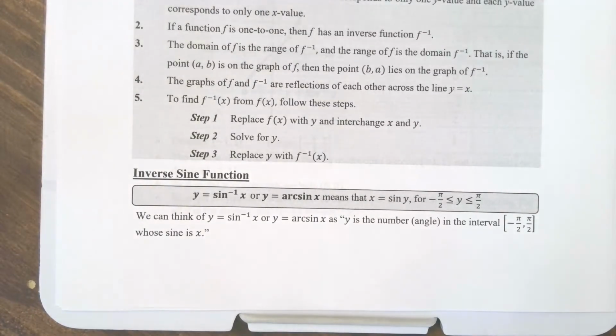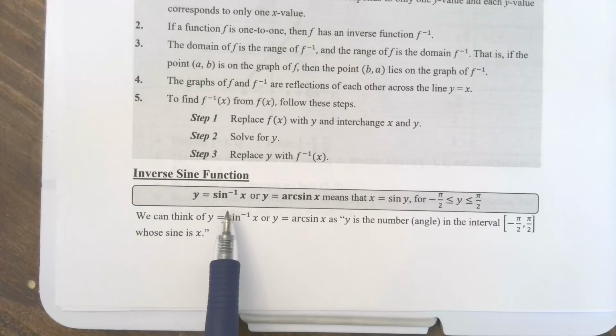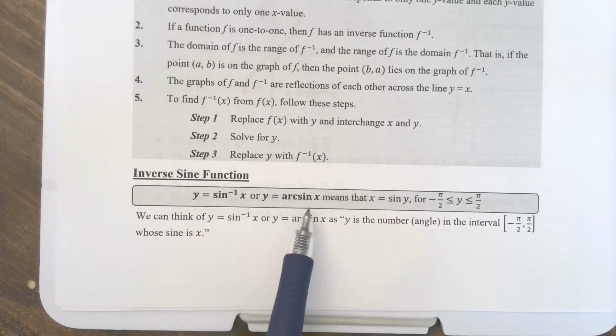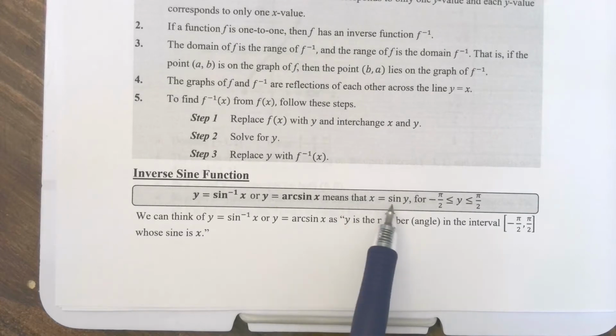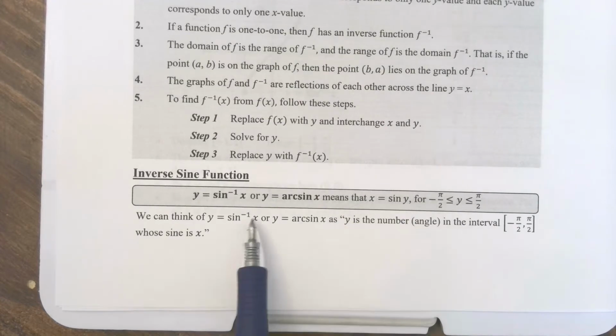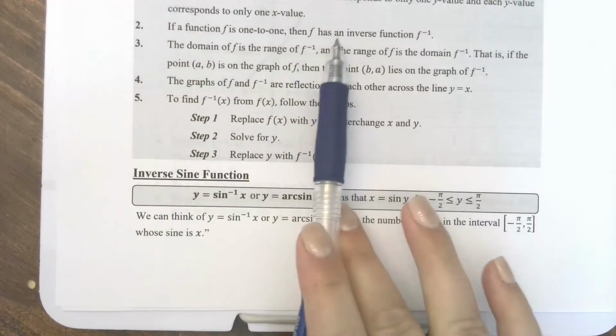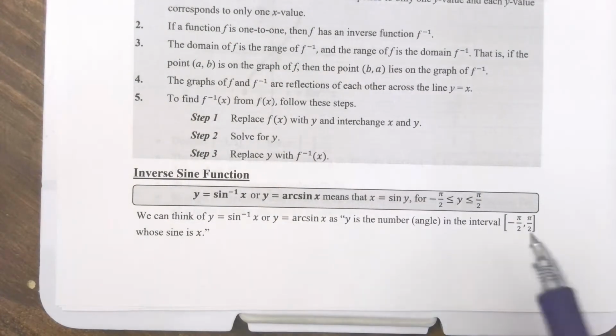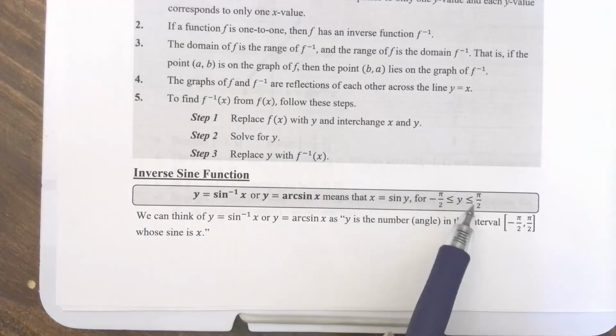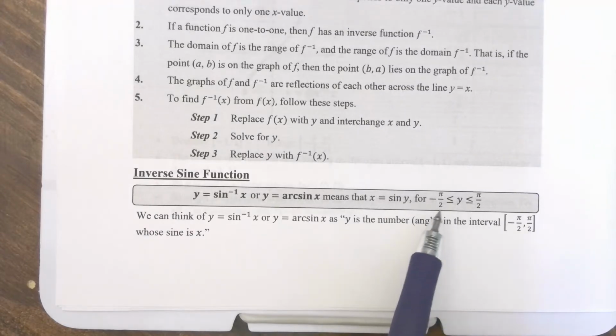An inverse sine function is either written y equals sine inverse of x or y equals arc sine x. This means that x equals sine y. So the x and y are swapped, just like they would be if you were dealing with a quadratic or cubic. Notice here that y is between negative pi over 2 and pi over 2.